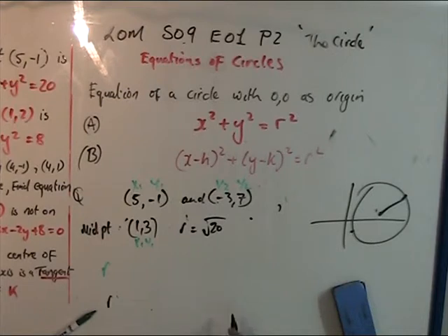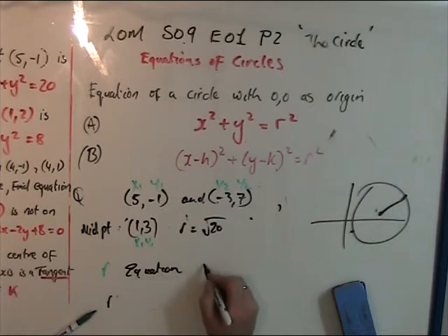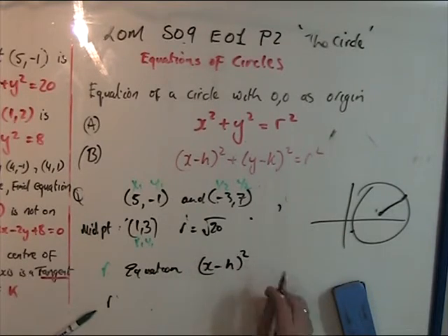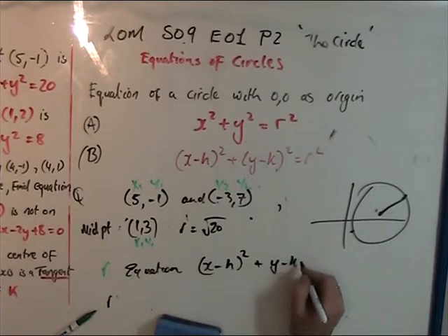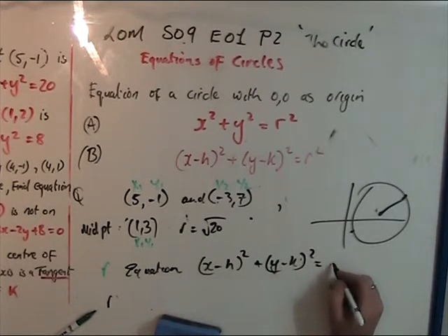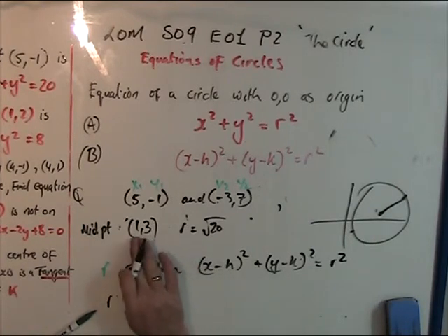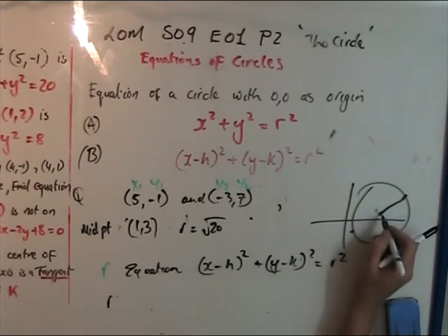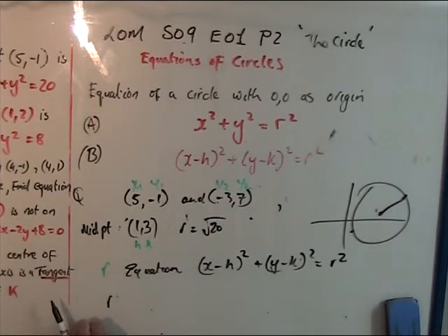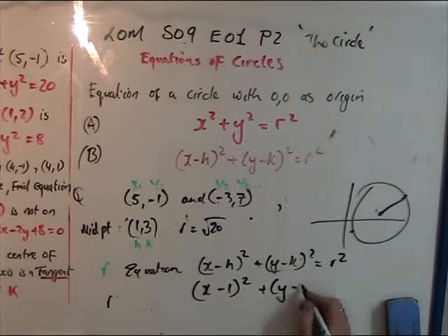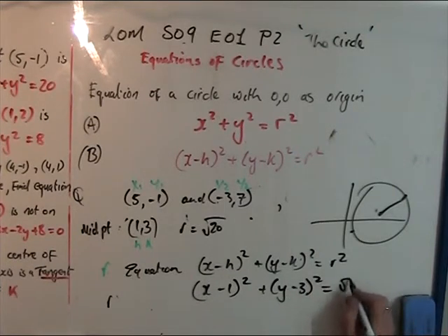Anyway, so we get the equation of the circle. To find the equation of a circle, we use our formula: (x minus h) all squared plus (y minus k) all squared is equal to r squared. Here h and k, the midpoint we found by the midpoint formula, is the center of my circle, and I put them in. So it's (x minus 1) all squared plus (y minus 3) all squared is equal to root 20 all squared, which is 20, and you leave it at that.